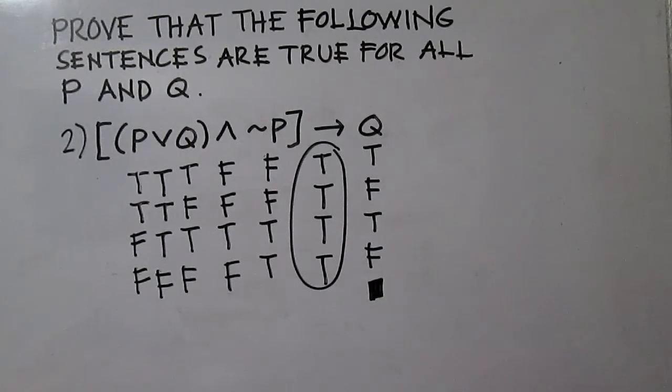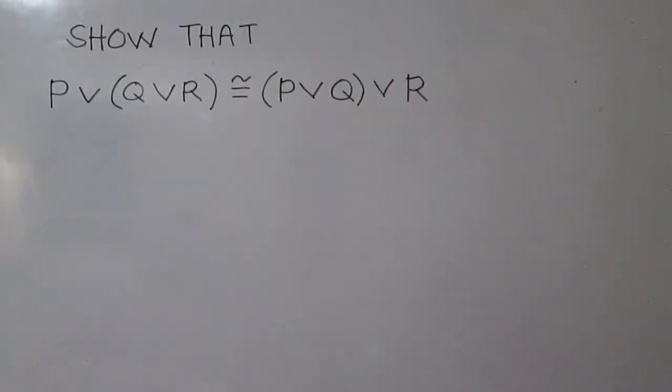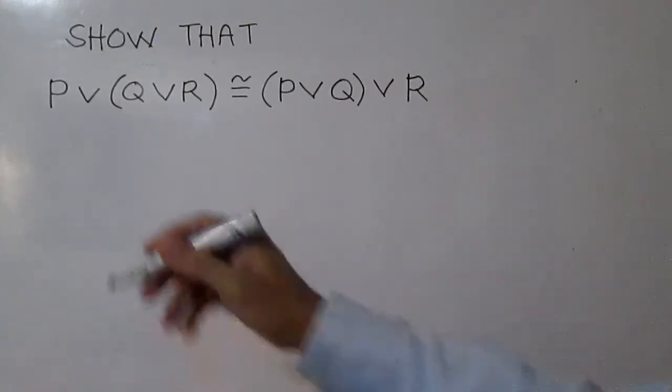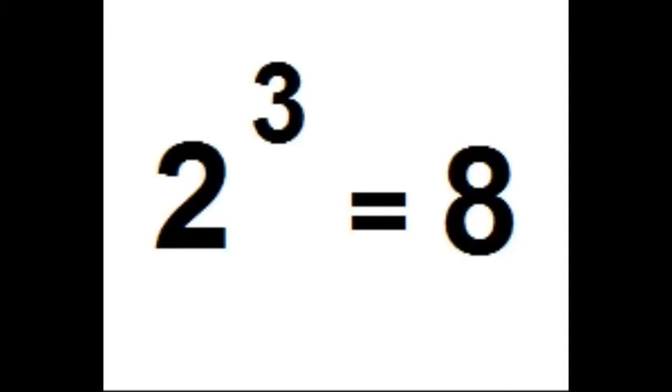In the next example, let us show that P or the quantity Q or R is congruent to the quantity P or Q or R. There are three sentences, P, Q, and R. The number of rows is 8.